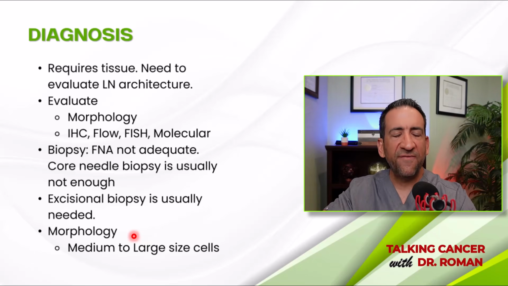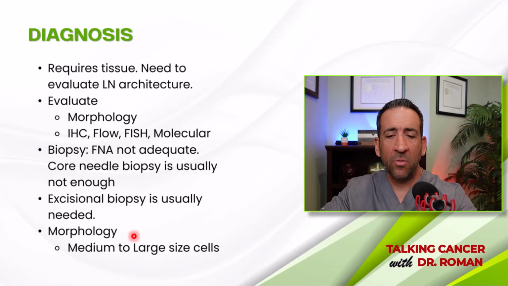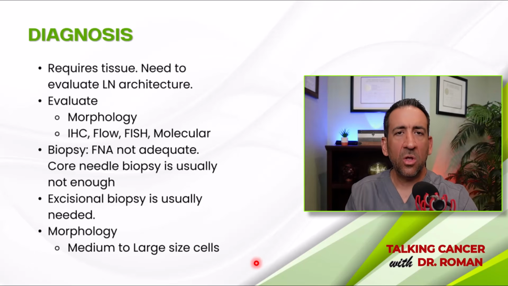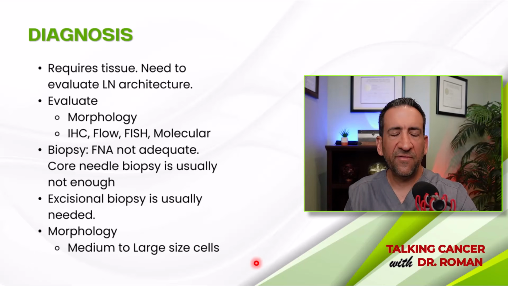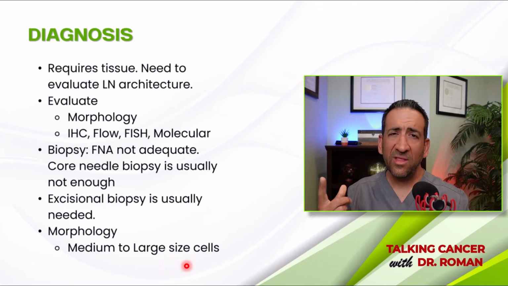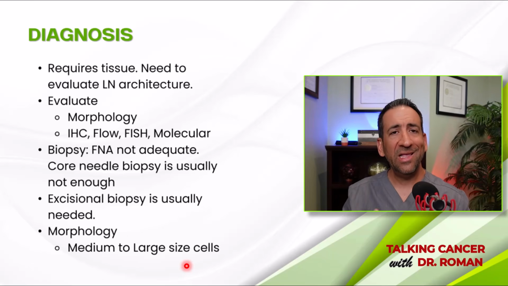Now, when it comes to morphology, meaning what does the pathologist see under the microscope, and we're talking about diffuse large B-cell lymphoma, they will usually see medium to large sized lymphocytes or cells. Remember, this is why it's called a diffuse large B-cell lymphoma, because you have B cells that are larger in size than your normal B cell. So that's what the pathologist will usually see under the microscope, and it gets their brain thinking, you know what, this looks like a lymphoma because these are lymphocytes, these are B cells, and they're larger in size, all right?